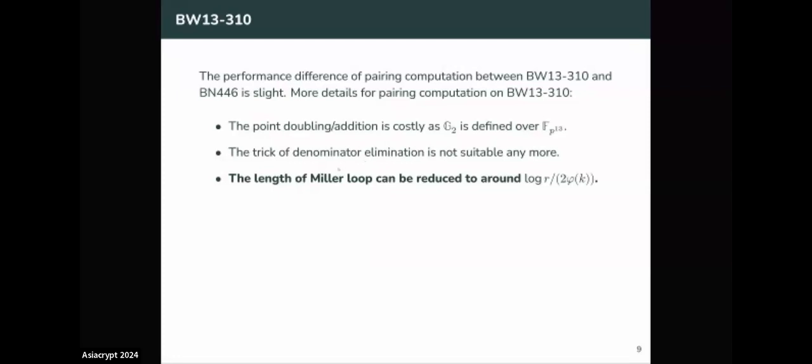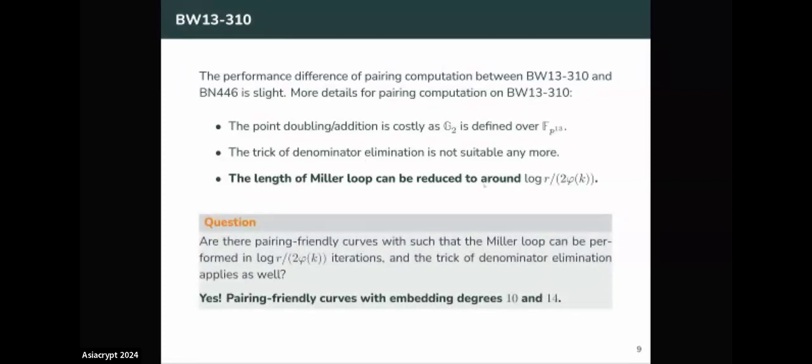But on the positive side, the length of the Miller loop on this curve can be reduced to around log r over 2 times k. The question here is, can we find some pairing friendly curves such that the length of the Miller loop can be reduced to around log r over 2 times phi(k), and the trick of denominator elimination can also be used? We find that some pairing friendly curves with embedding degrees 10 and 14 meet this condition. Now, let us see how they work.